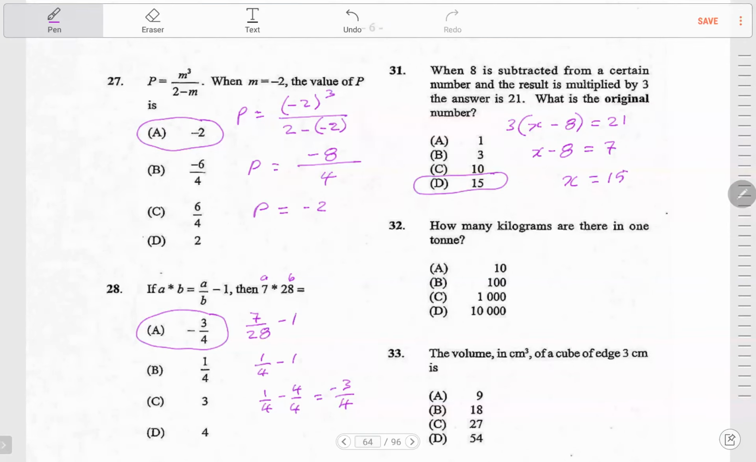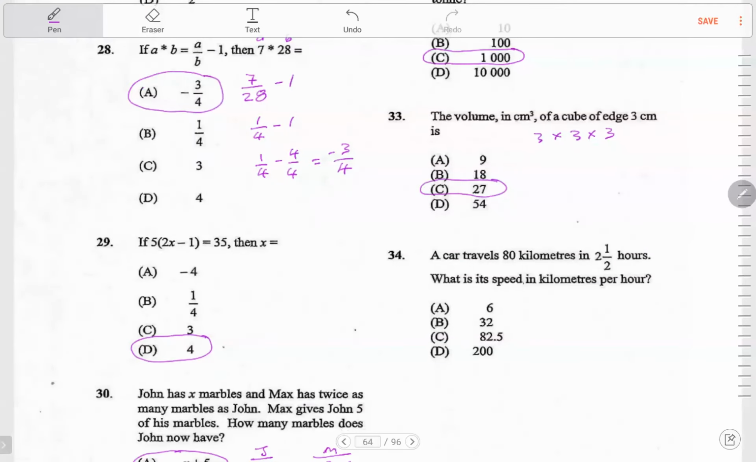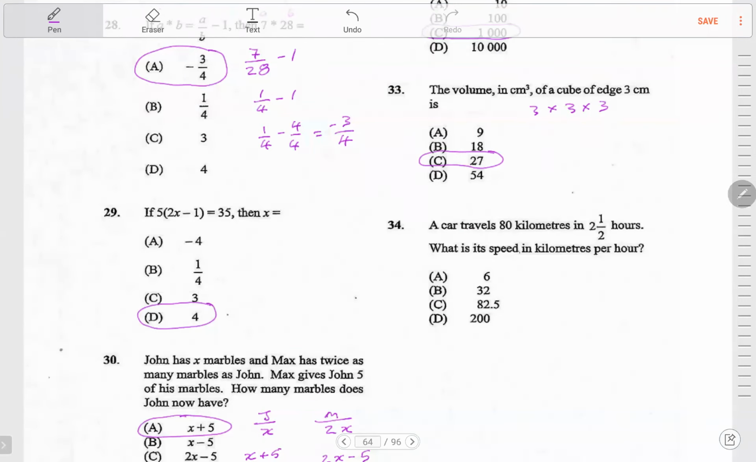This one, how many kilograms are there in 1 ton? 1,000. Straightforward, 1,000. The volume of a cube, 3 centimeters is 3 times 3 times 3. That's 27. All right, a car travels 80 kilometers in 2.5 hours. What is the speed?